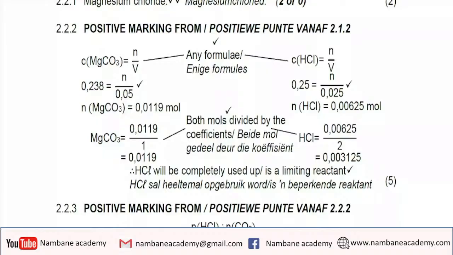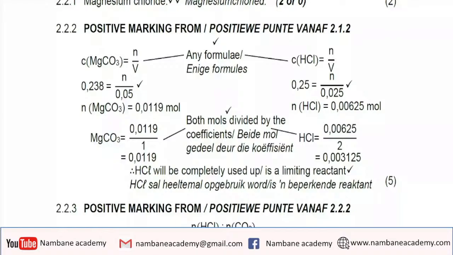And then the numbers that they have calculated as 0.019 and 0.003125 will then determine the substance that will be completely used up, or the limiting reagent. So the smaller number, the smaller ratio, will be the one that determines our limiting reagent. And as such, it is hydrochloric acid. And it also gets 1 mark, for 5 marks on question 2.2.2.